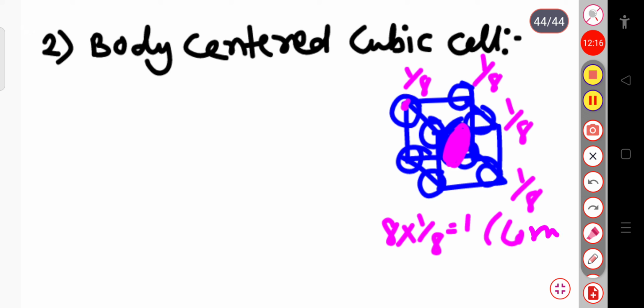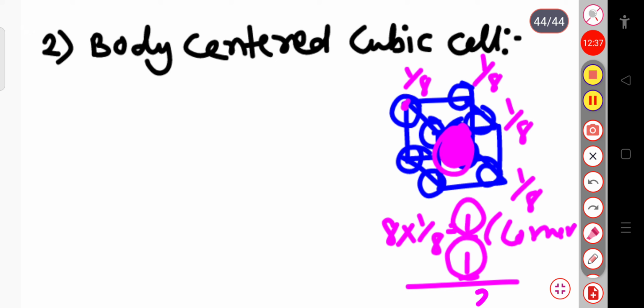And also this body centered atom is present totally inside the body. It is not shared with anyone. It is not shared with any other adjacent cell. So this is a total of 1 atom. So this 1 for the corner atoms plus 1 for the body centered atom, so there will be a total of 2 atoms present in the unit cell.